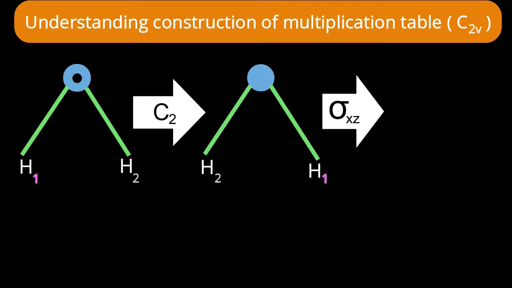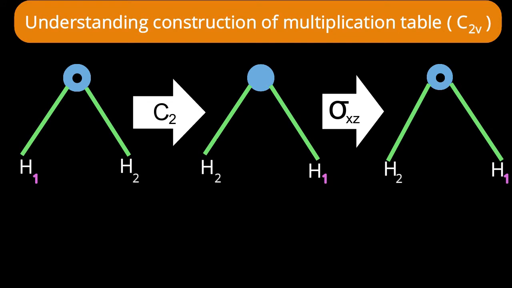What about the position of the nose? Yes, after reflection, the nose which was away from us will come towards us. Are you following? See the structure now. Yes, this will be the structure. As I said, hydrogen 2 will remain in its position, hydrogen 1 also will remain in its position, but the nose which was away from us will come towards us. This is the result of sigma xz operation on the result of C2. Means, whatever the right side structure you are finding, that is the result of C2 into sigma xz.